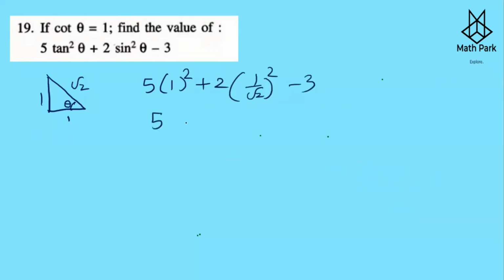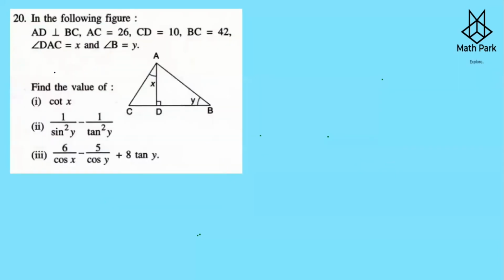So 5 into 1 square is 5 plus 2 into 1 upon root 2 square is 1 by 2 minus 3. So this becomes 5 plus 1 minus 3. So 5 plus 1 is 6 minus 3, which is 3. This is how we get the final answer as 3. Got it? Question number 20, the last question of this exercise.